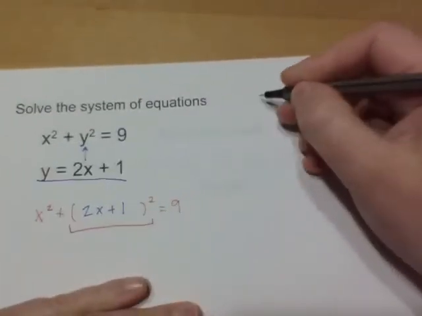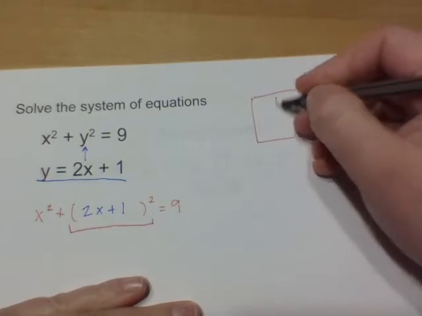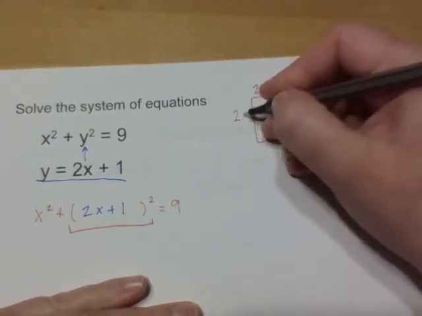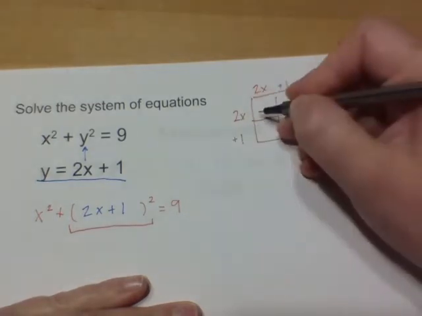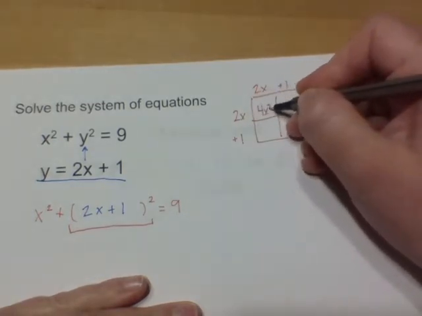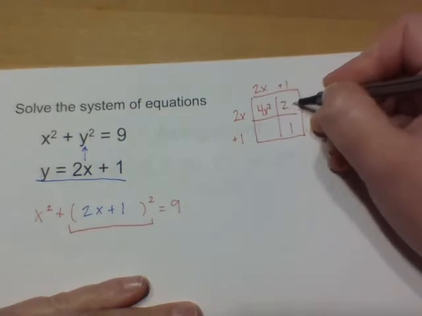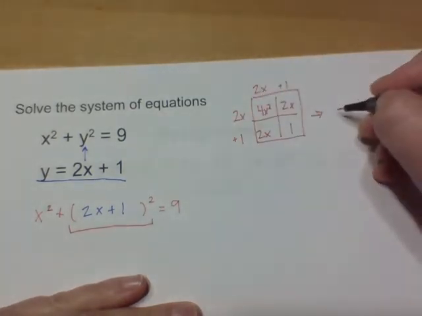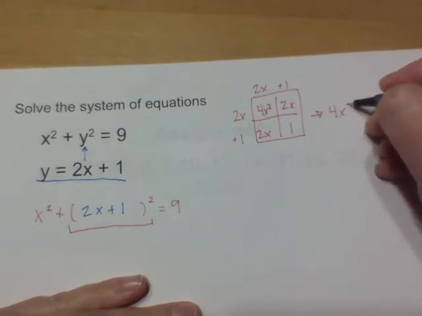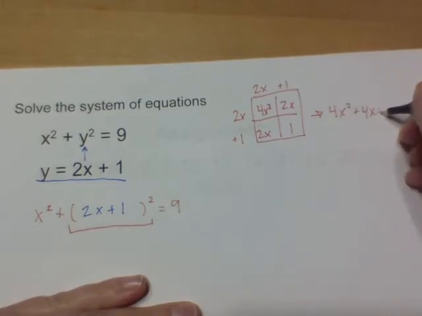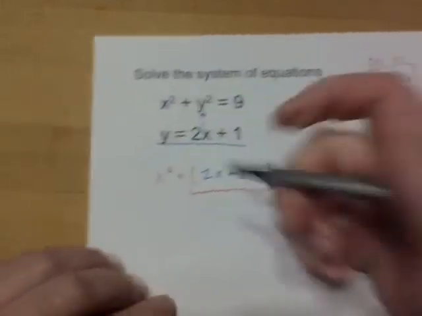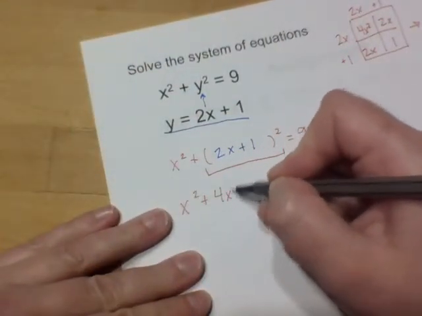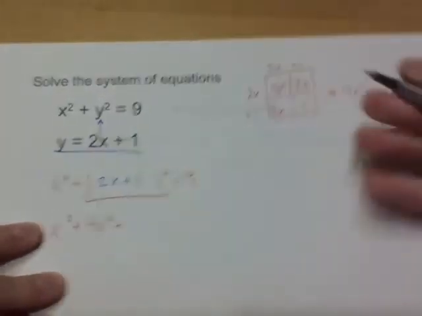Instead, if we go back to the area model or the box, 2x plus 1 times 2x plus 1, which is squared, is 4x squared, yes, and 1, but also a 2x and another 2x. So this expanding is going to leave you with 4x squared plus 4x plus 1. So coming back over here, we have x squared plus 4x squared plus 4x plus 1.